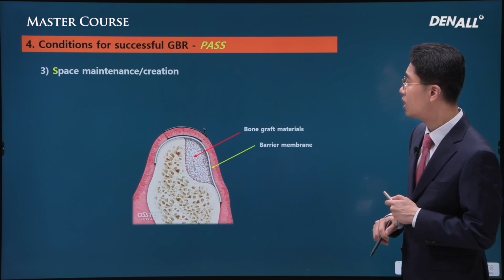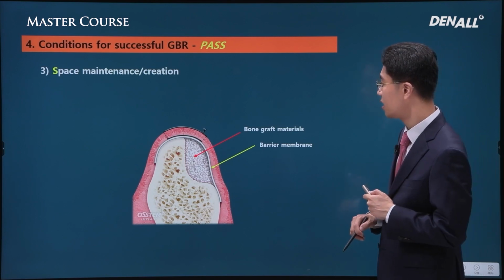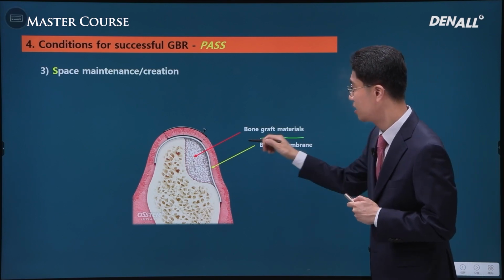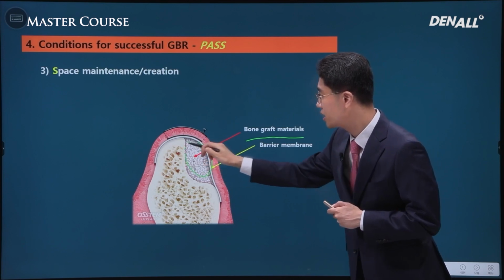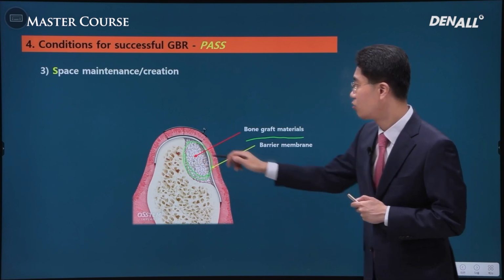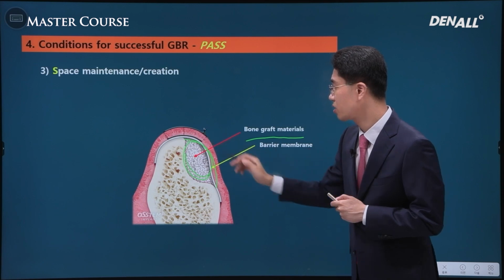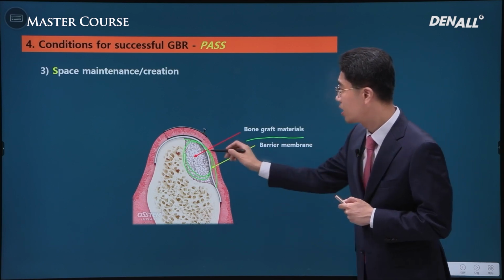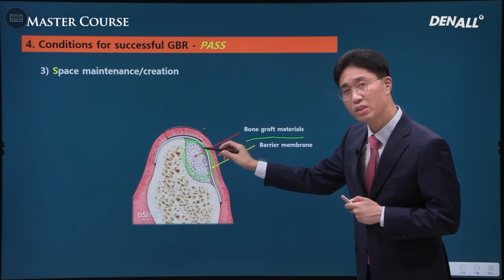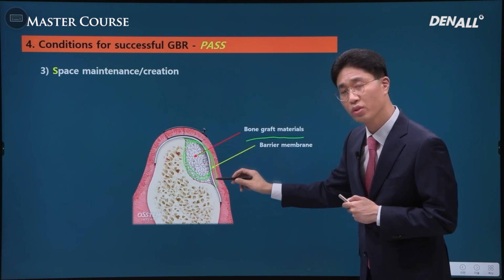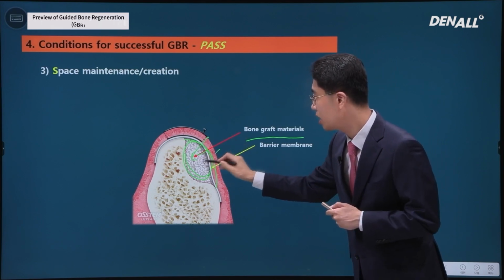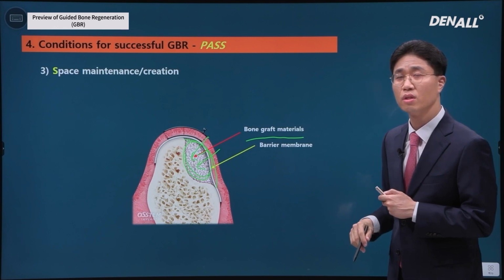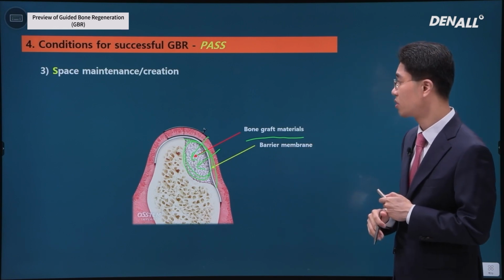As mentioned, space maintenance is very important. When we place bone graft materials here and add a membrane and then do suture, this is how surgery is complete. Up until bone formation is completed, this space needs to be maintained, but if there is collapse, we will not be able to get the desired results.